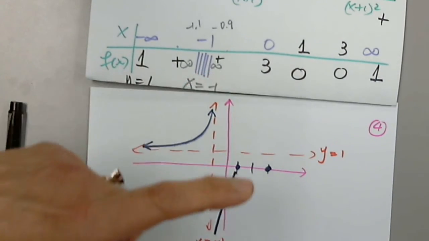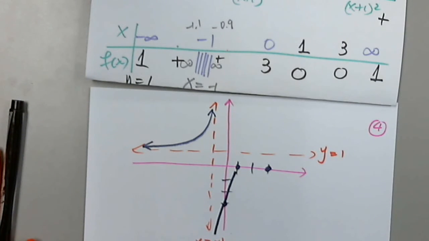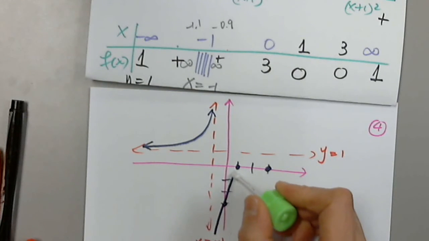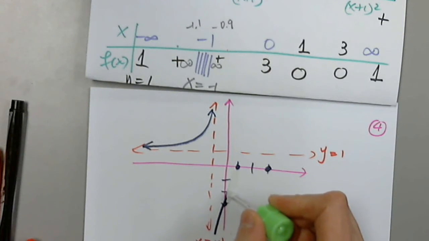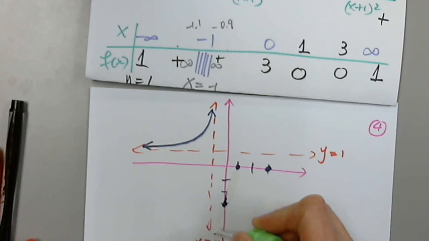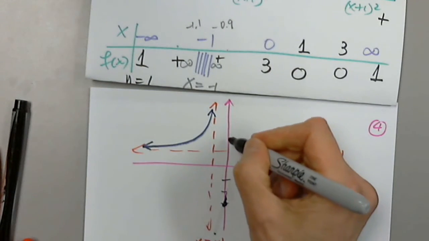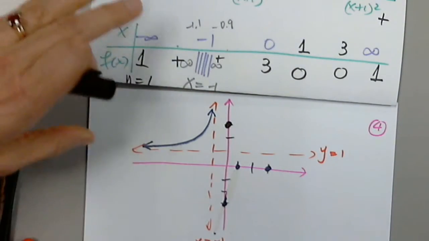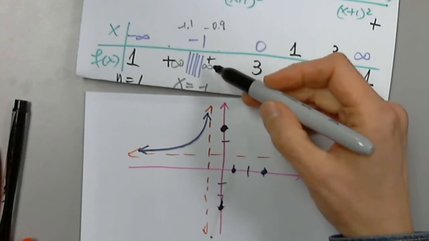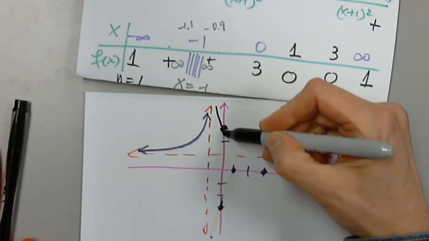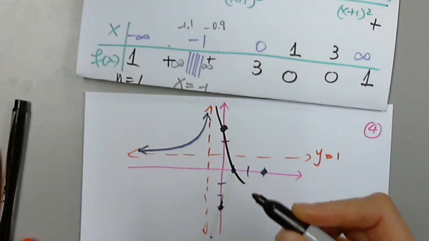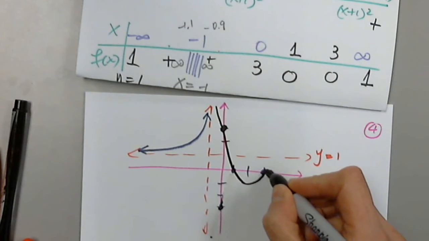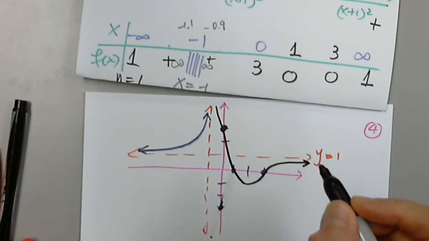Oh no, I'm sorry. It's (0, 3), not -3. Okay, from positive infinity, coming down, crossing, turn, crossing again, and approaching 1.